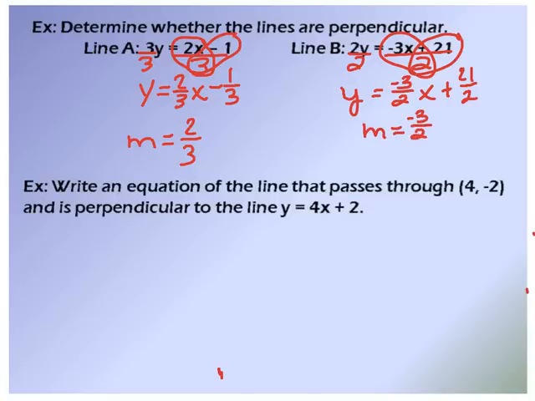Now compare your slopes. I've got 2/3 and negative 3/2. Are they negative reciprocals? Yes. Therefore, my lines are perpendicular.